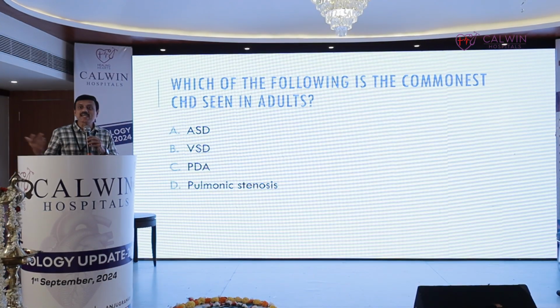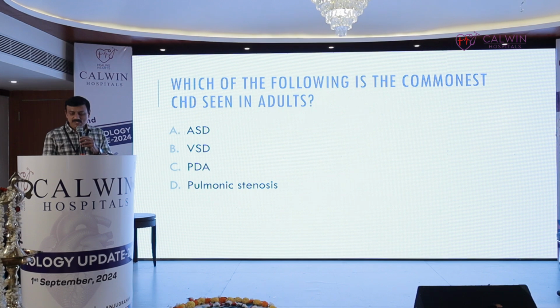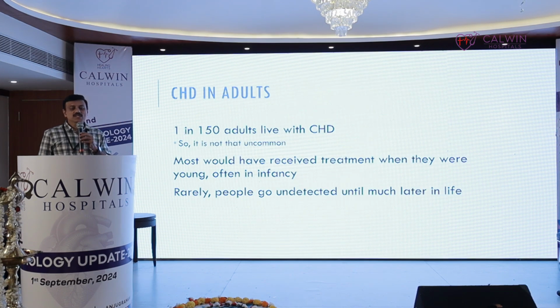The commonest is ASD. Okay, so it's not VSD or PDA, but it's ASD. So, congenital disease in adults.